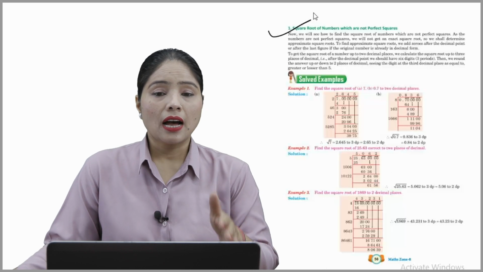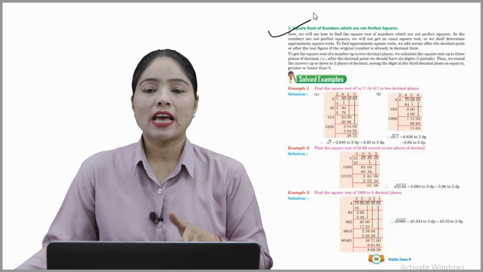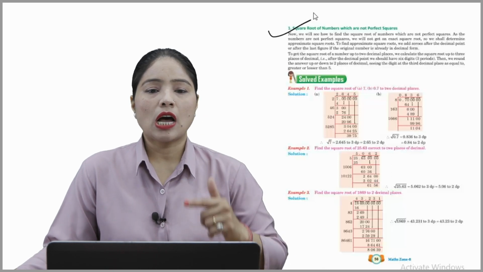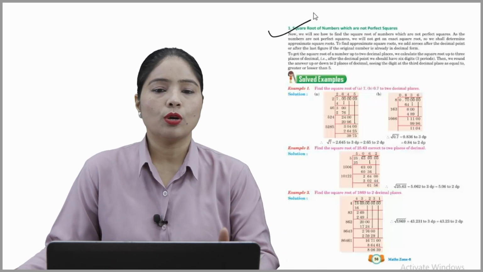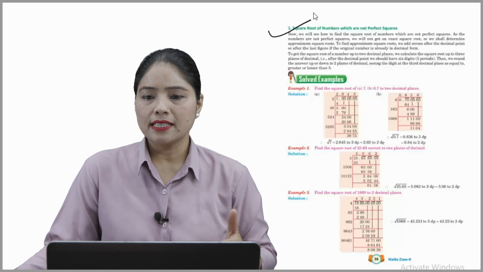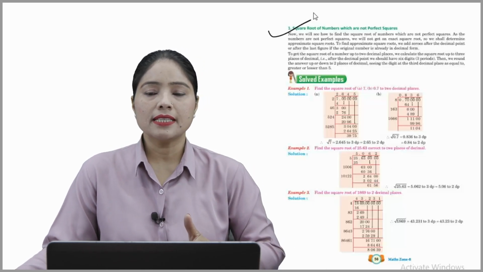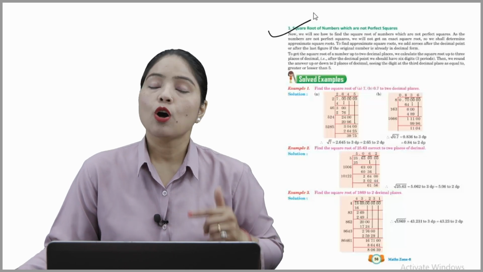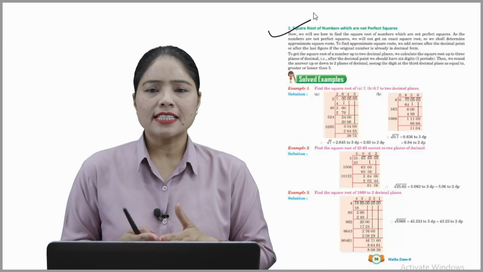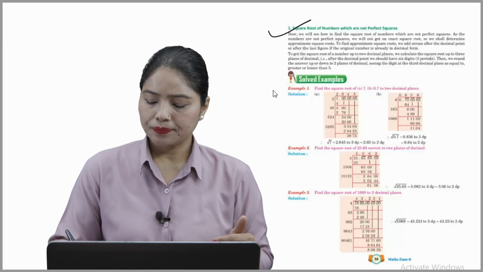That means after the decimal point, we should have 6 digits, meaning 3 periods. Then we just round the answer up or down to 2 places of decimals, seeing whether the digit at the third decimal place is equal to or greater than 5, or lesser. Beta, hope you understood. So we just see the examples for more clarity.